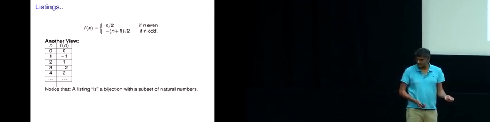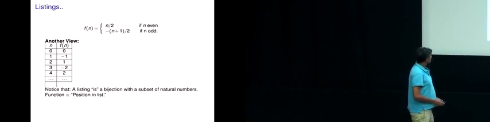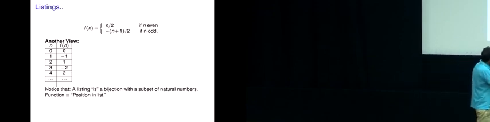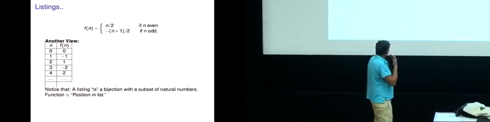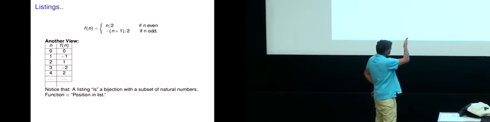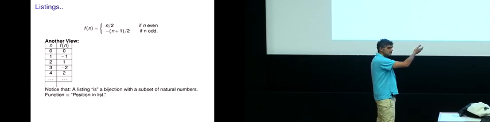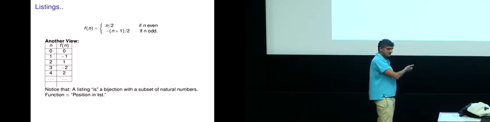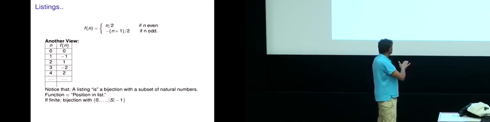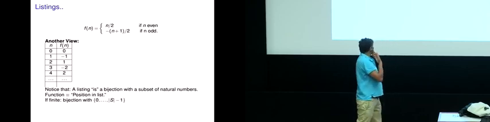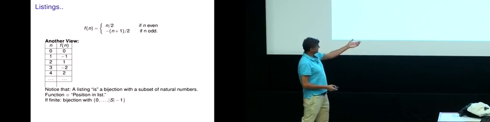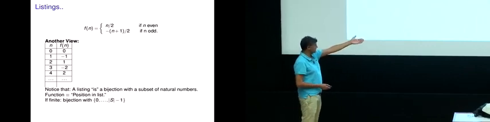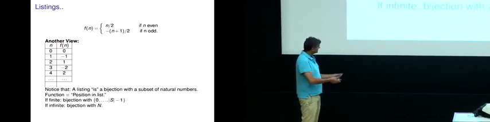Does that make sense? The thing you have to prove is that the function that maps from the natural numbers to this set is just the position in the list. That's it. If it's finite, the bijection is with the size of your list. If it's infinite, it's a bijection with all the natural numbers, if this listing is infinite.